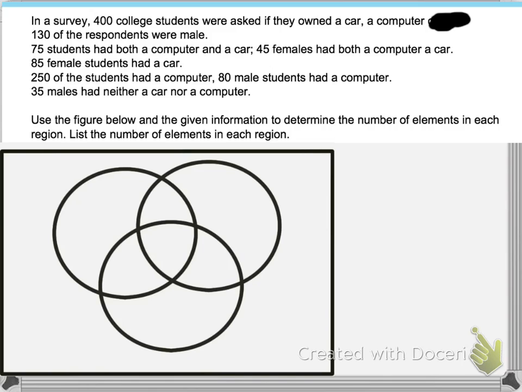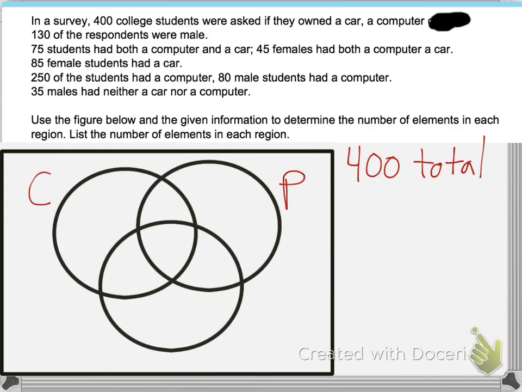We had 400 students total. And now before we can really go much further, we're going to have to make a decision here. Two of the sets are pretty easy to decide on, I hope. And that is, we're talking about a car and we're talking about a computer. So I'm going to label this first set for cars, call it C. For computers, I'm going to label as P.